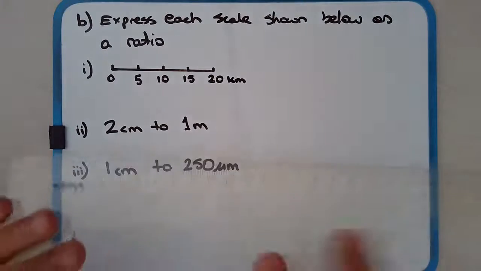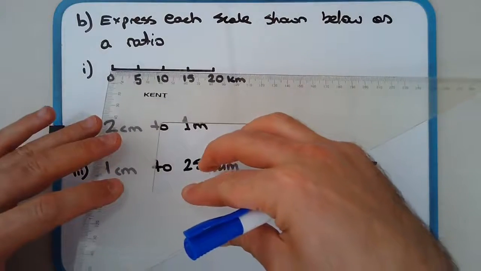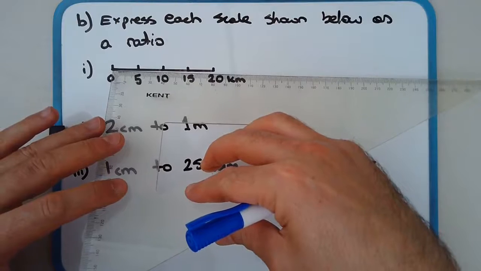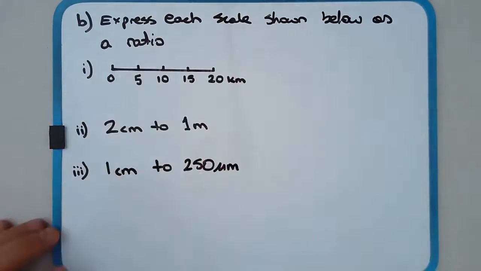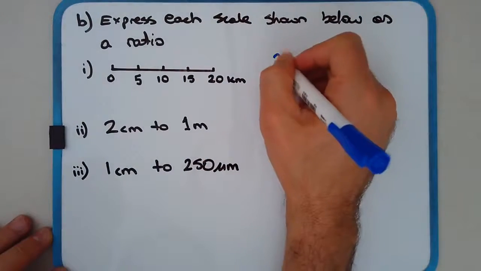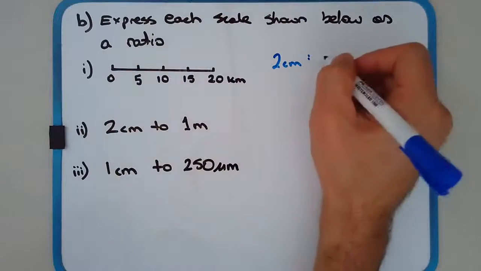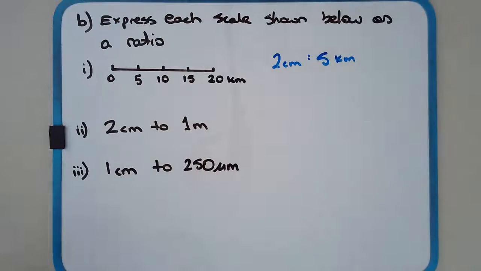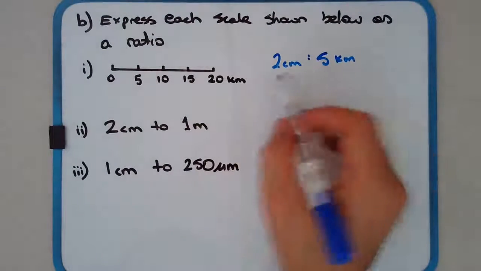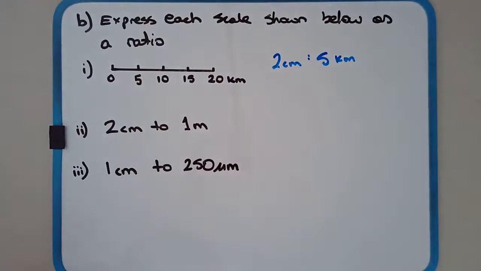So let's measure that, and we'll see that each of these marks is 2 centimeters apart. So this is really the scale 2 centimeters gives you 5 kilometers. But the problem we have here is that it's 2 different units of measure. We can't have that. It's not really a scale ratio unless they are the same units.